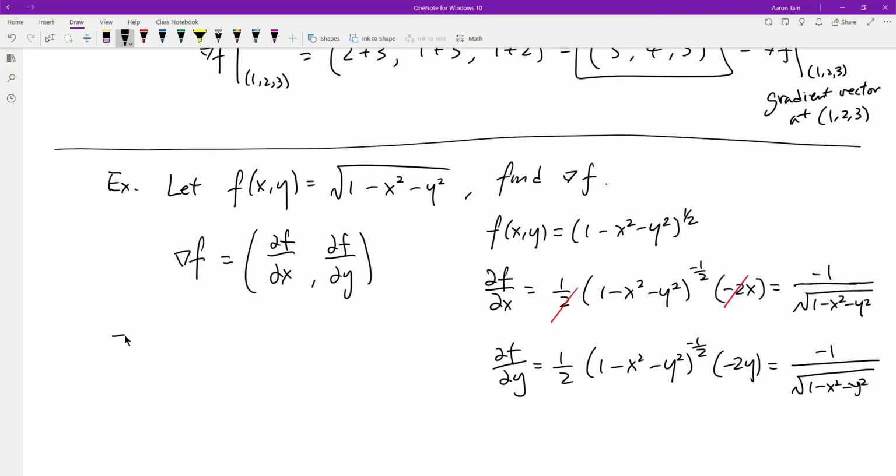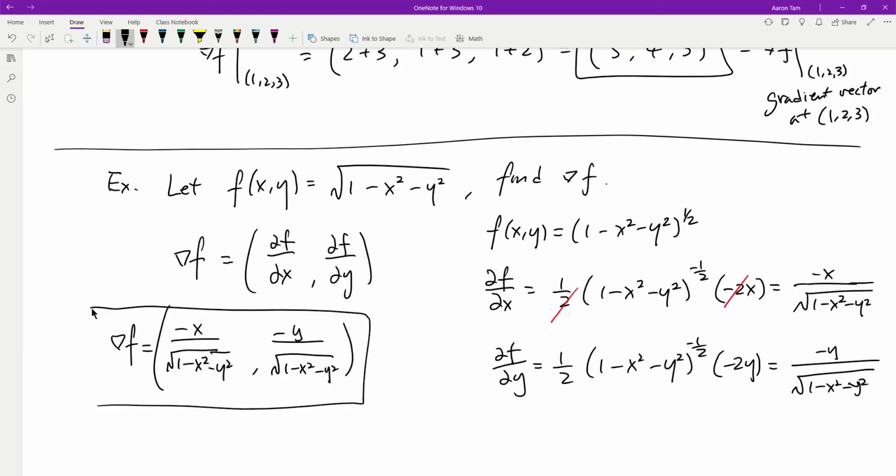So therefore, the gradient of f would equal the vector negative 1 over radical 1 minus x squared minus y squared, comma negative 1 over radical 1 minus x squared. Oh, I'm sorry. It's not negative 1, it's negative x, and this is negative y. So let me fix that: negative x, negative y, over the square root of 1 minus x squared minus y squared. So that becomes the gradient.